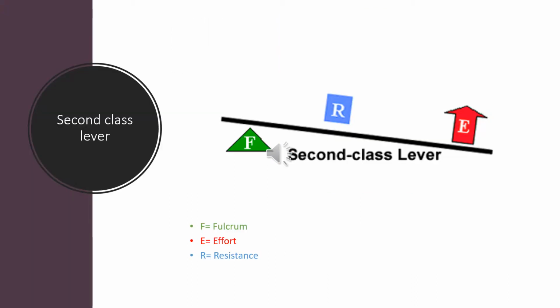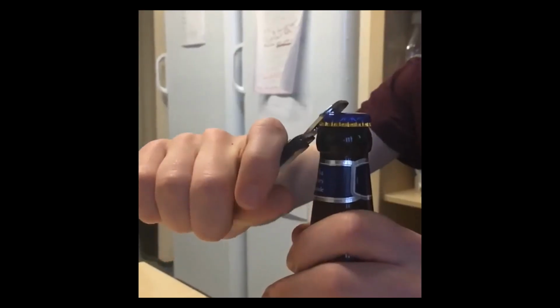Second class levers are where the resistive load lies between the force and the pivot. An example of such is a wheelbarrow, nutcracker and tailgate of a car. Here's one example of a second class lever. There you go.